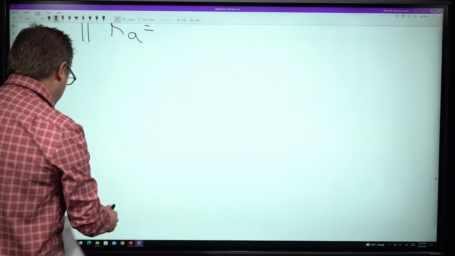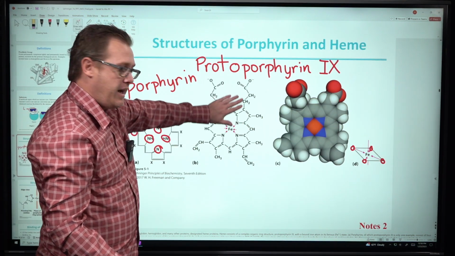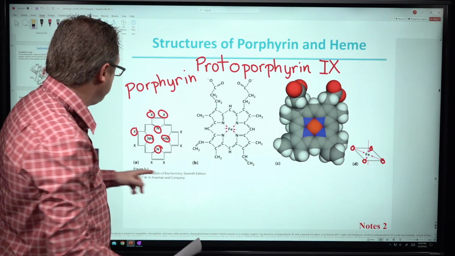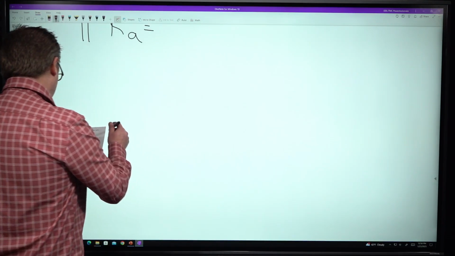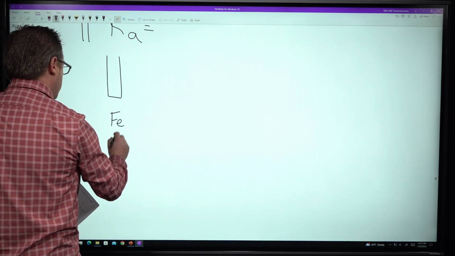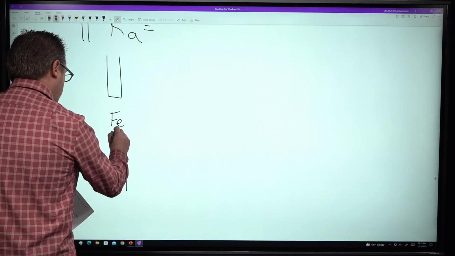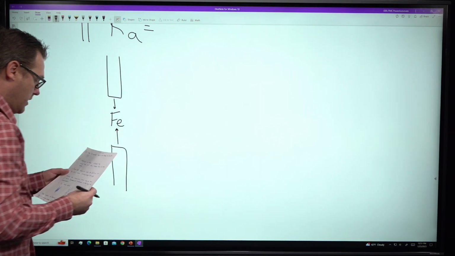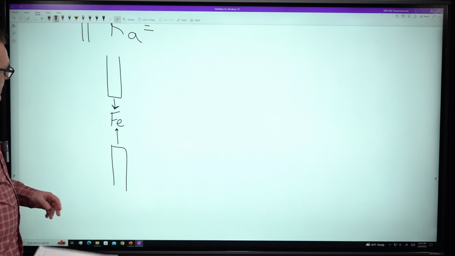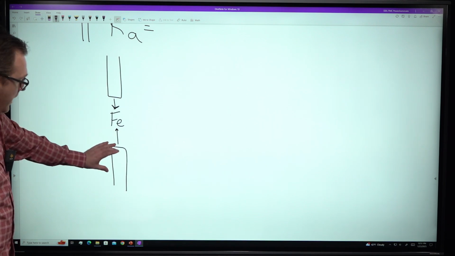So I'm going to take that heme molecule right here in this plane, or this guy, and I want to rotate it 90 degrees. So we're going to look at it from a side view. And when we look at it from a side view, I'm going to represent it like this. Okay, so we have the iron that's being coordinated.